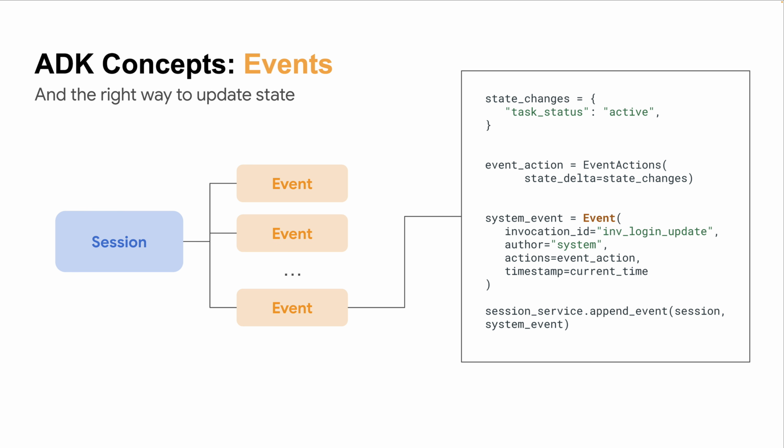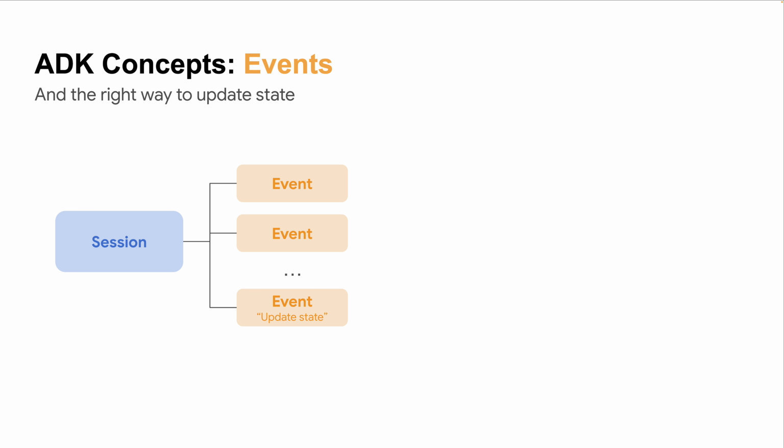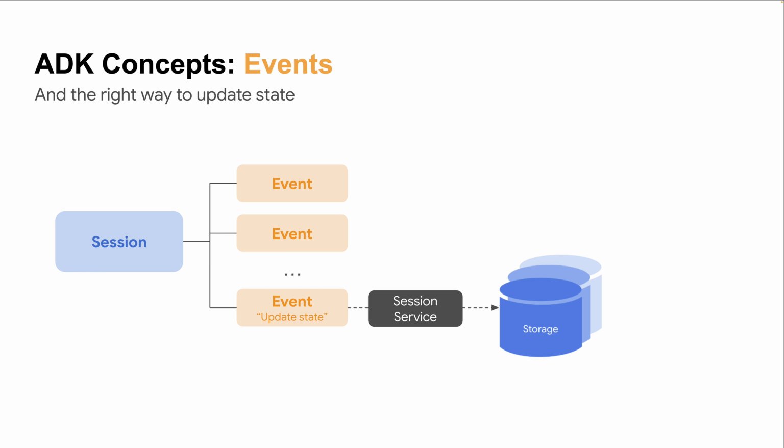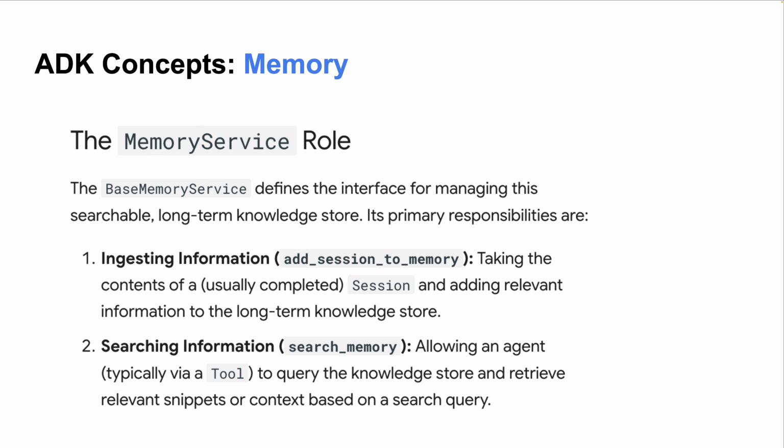So here's an example. If you want to, say, set the task status in your state to active, you create a dictionary with that specific change. Then you create an event action with the state delta attribute set to the dictionary. Then you create the event object with the event action in there. And you use the session service to append the event to that session. The session service is then the one responsible for handling and storing that state in a way that is thread safe.